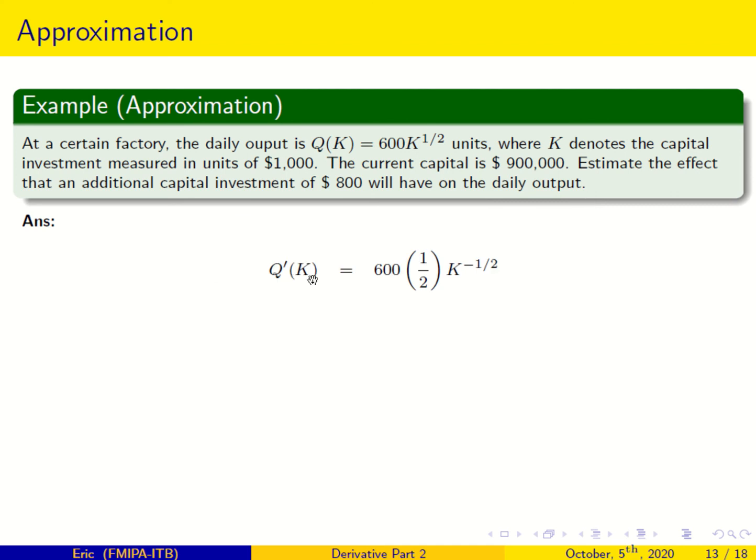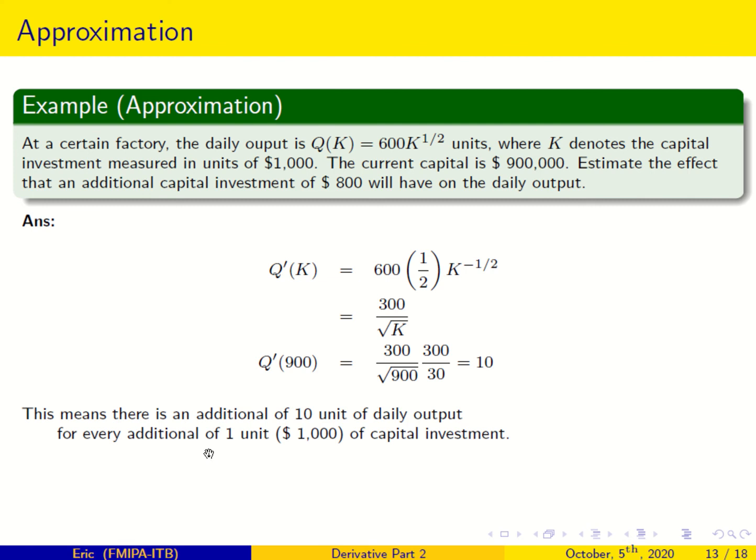Q prime of K, this is the derivative of Q with respect to K, is given by this. You can do this. So I can simplify this to have this. So Q prime of 900 is just about 10. So this means there is an additional 10 units of daily output. Q is quantity, daily output.